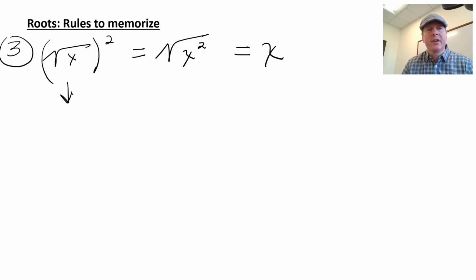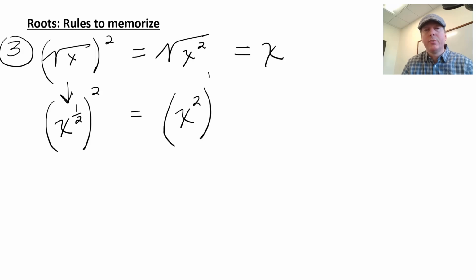The square root of x, when squared: well, the square root of x is simply x to the 1/2. So we're talking about x to the 1/2 squared. That's equal to, over here we have x squared, and we're taking the square root, so that is x squared to the 1/2. Both of those are equal to x to the 1. You multiply the exponents, that's the same as x to the 1, that's the same as x.